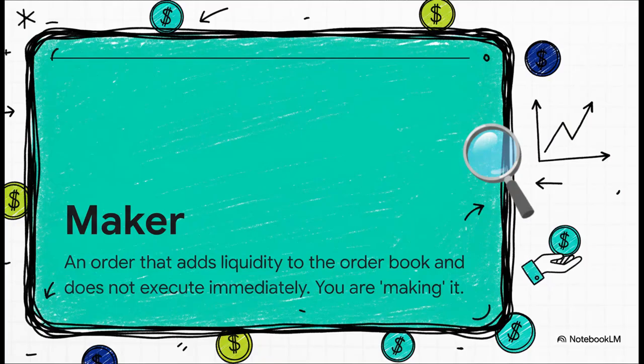Let's get really specific with this. Say Bitcoin is trading at $30,000. If you place a limit order to buy it at $29,900, well, that order isn't going to fill instantly, right? It's just going to sit there on the order book, waiting for the price to come down to it. By doing that, you've just added liquidity. You've created a new option for other traders. You are making the market. And guess what? Exchanges love that, so they reward you with lower fees.